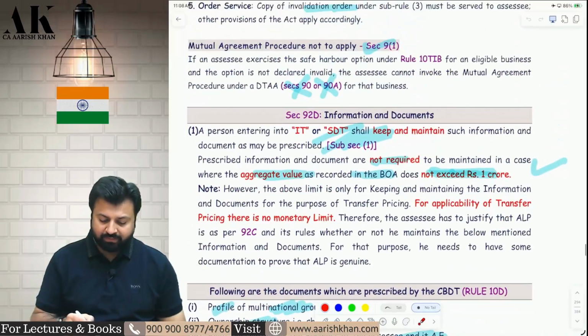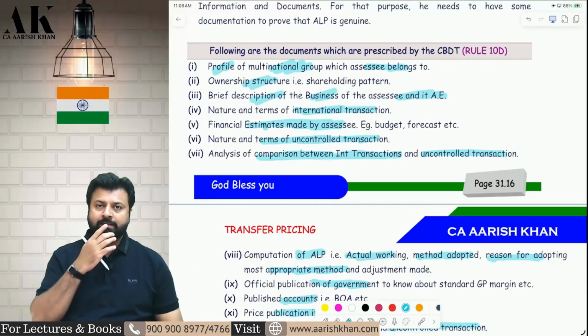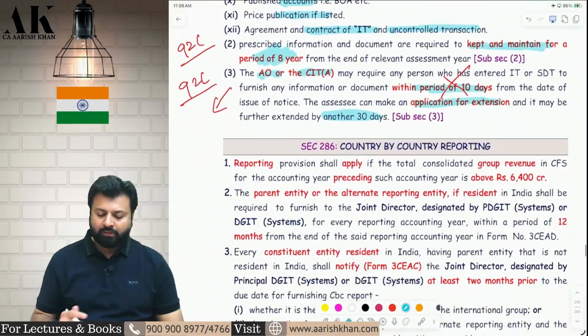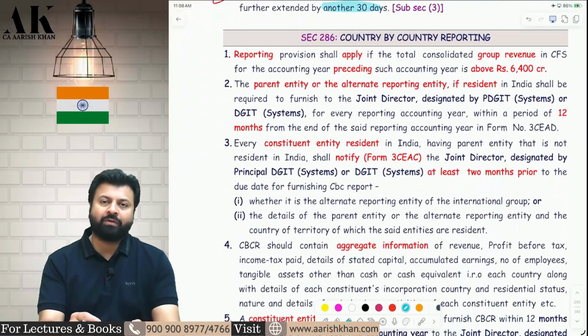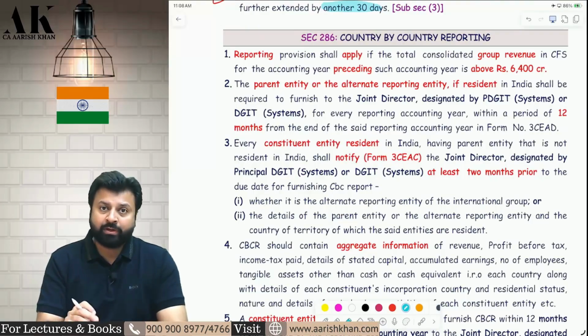So local file is something which you are reporting over here. This is your local file. Where if your aggregate value of international transactions exceeds 1 crore, you have to maintain a lot of documents and information. That is your local file. Then comes master file, which we will talk about in a while, and another is country by country reporting. Today we are interested in country by country reporting, CBCR.